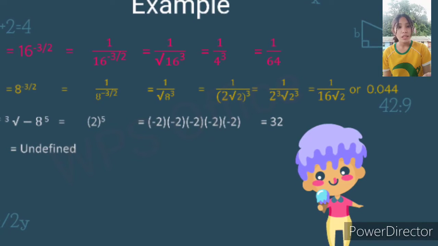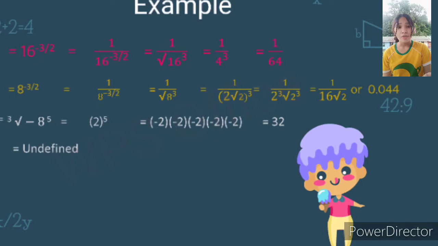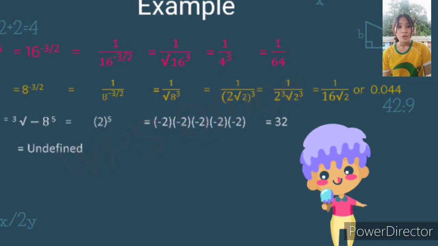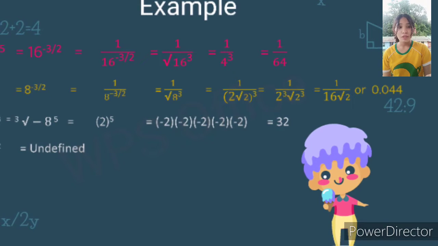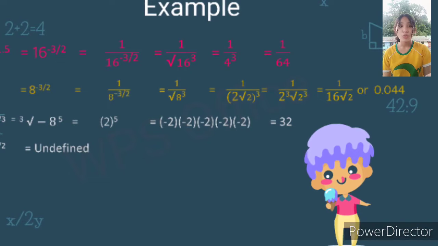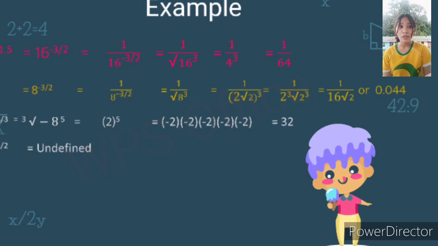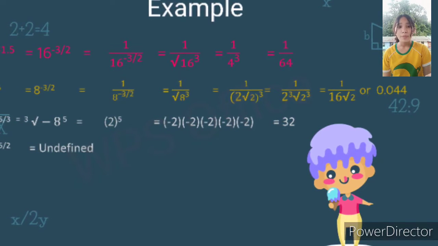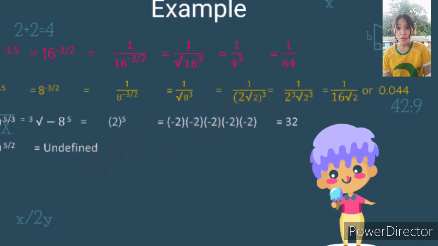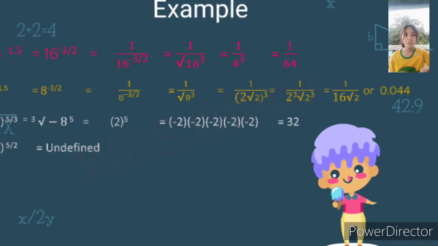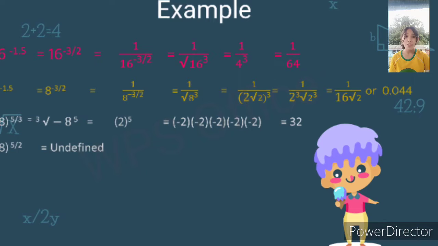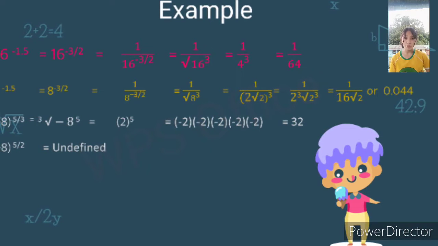Example number 3 states that the value of negative 8 raised to 5 over 3 is equal to the cube root of negative 8 raised to 5, which is equal to negative 2 raised to 5, which is equal to negative 2 times 2 times 2 times 2 times 2, which is equal to negative 32. However, negative 8 raised to 5 over 2 is undefined. Knowing the exponent rules, we can evaluate a large number of expressions without using our calculator.